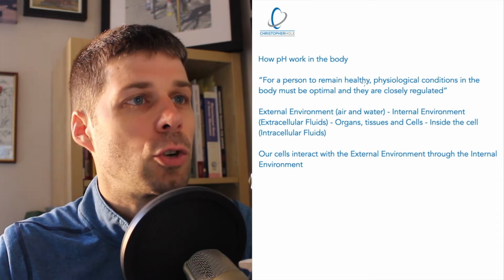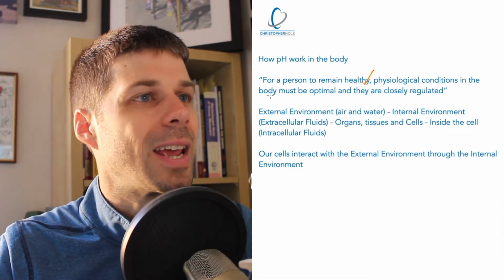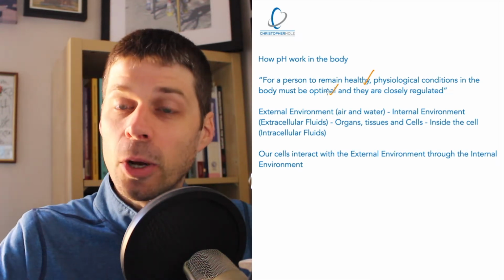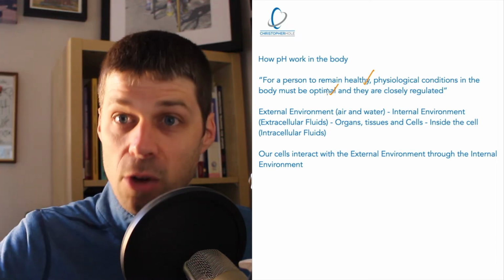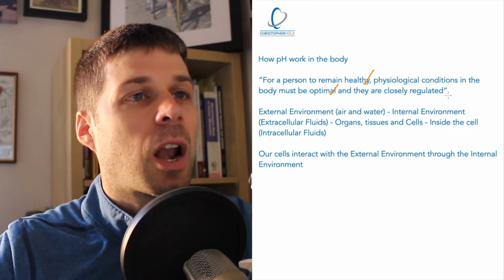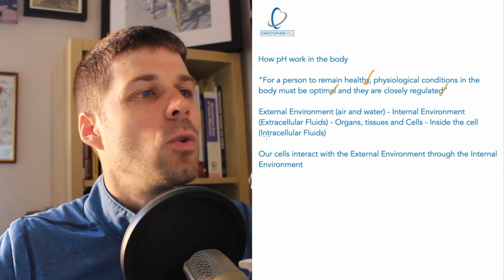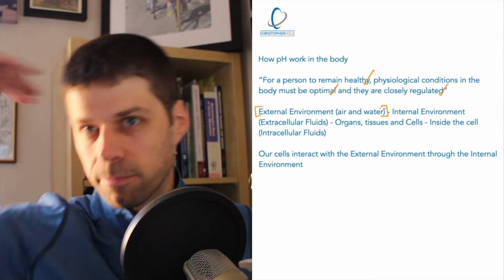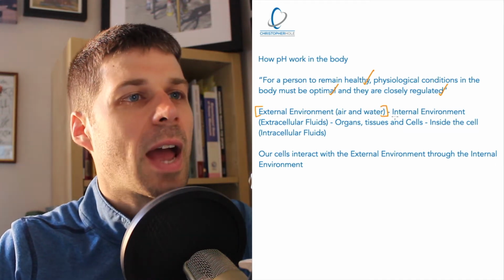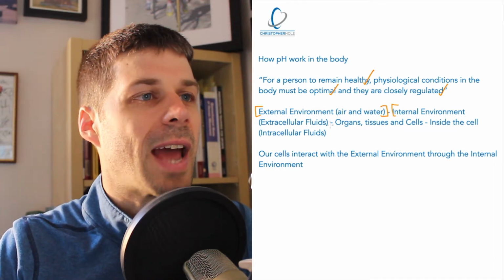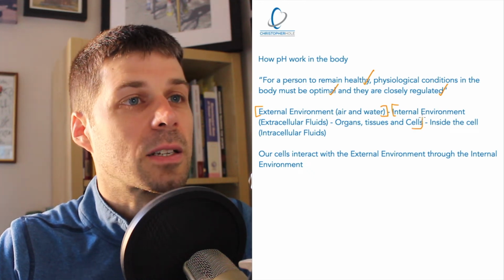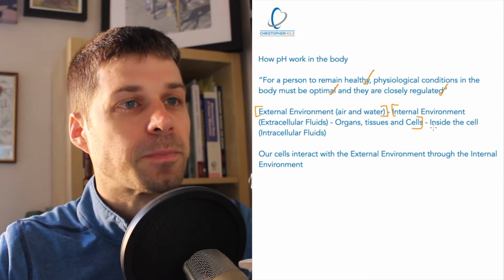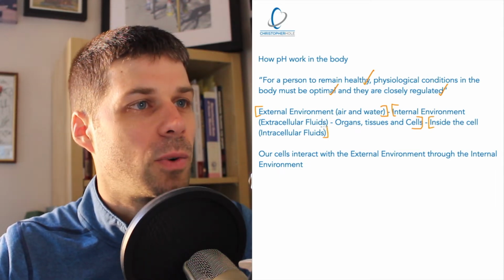So for a person to remain healthy, physiological conditions in the body must be optimal. These are key words that we need to understand and put into context, and as we go through, we'll start to do that. And they are closely regulated. So we have an external environment, and that's the air and water around us. Then we have an internal environment, which is the extracellular fluids, and that is where our organs, tissues, and cells lie, essentially. Then we have the inside of the cell, and that's known as the intracellular fluid.